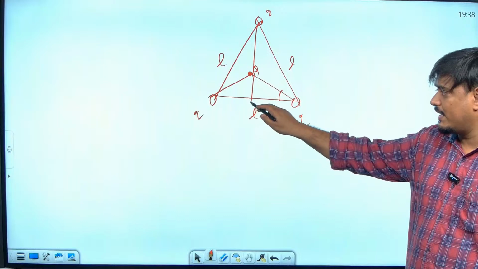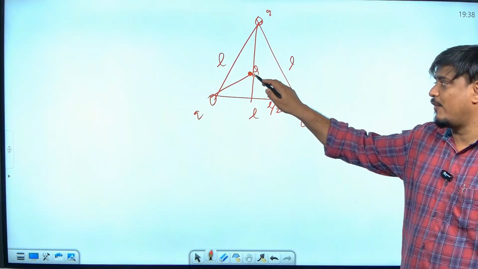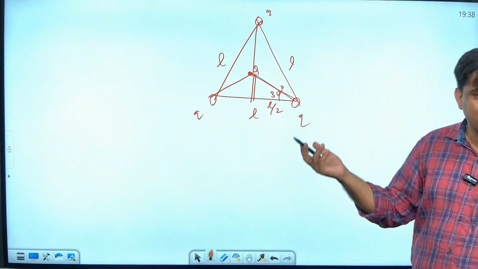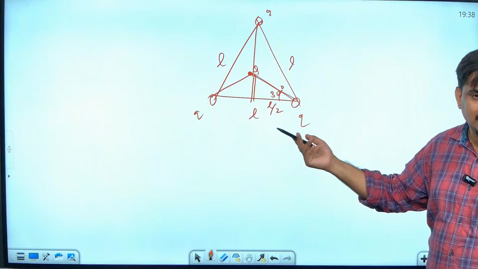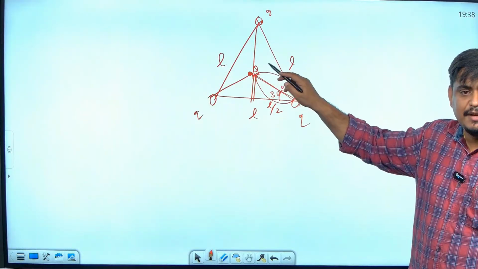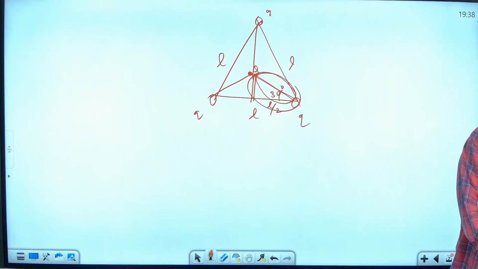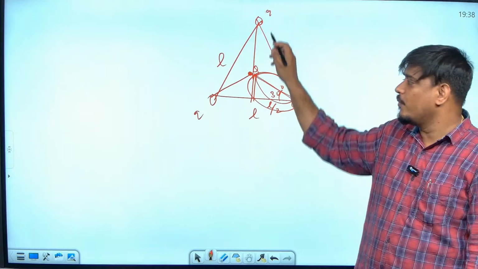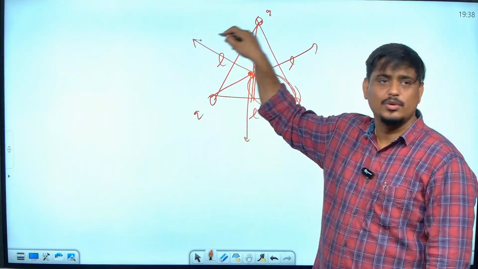If I draw a line here, it will become L by 2. Now you know it is L by 2, it is 30 degrees. Then obviously you can find this distance and this distance also by using trigonometry. Isn't it? Yes, you can take cos 30, whatever it comes. So you got the value of this distance, isn't it? If you got the value of this distance, then things become child's play for you, because once again this q will repel this q, will repel this q, will repel this q.